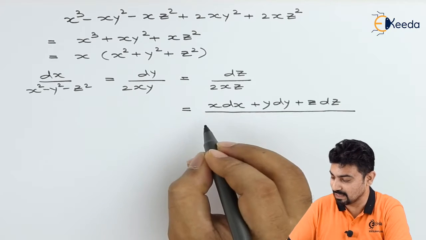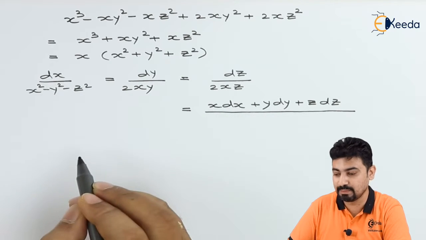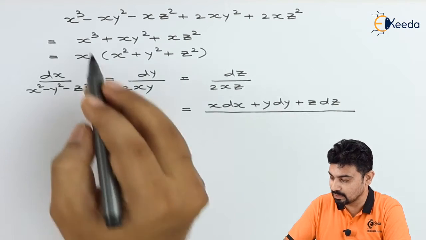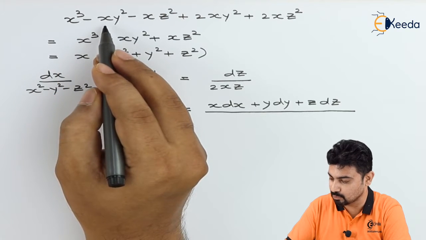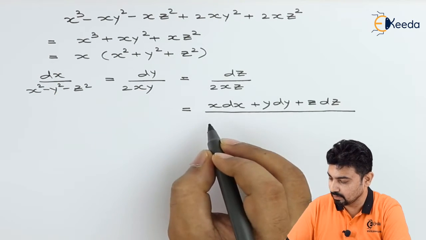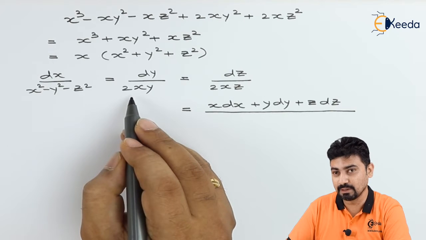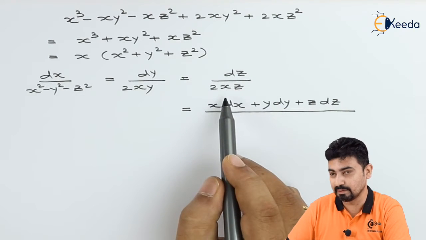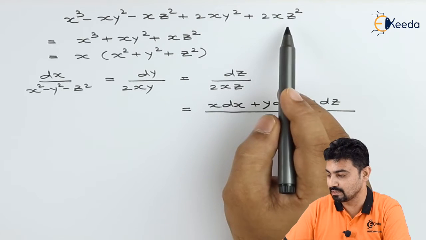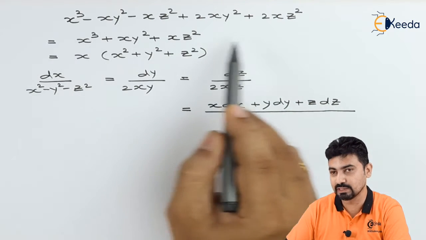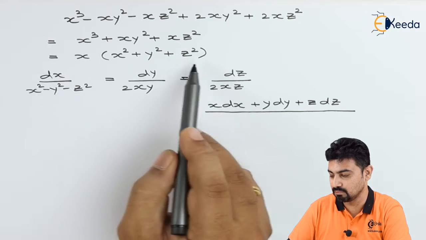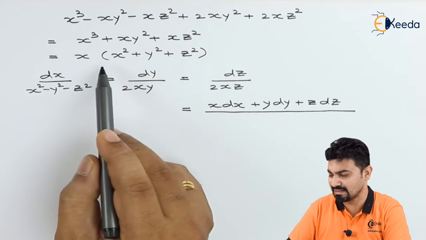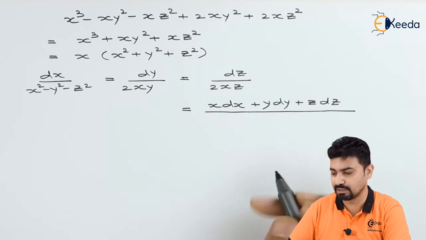So P into first part is x. What is our P? This is our P. So we'll multiply this with x. We'll be getting x cube minus xy square minus xz square. When we multiply the second part, Q, with y, we'll be getting 2xy square. When we multiply the third part with z, we'll be getting 2xz square. And simplifying this further, we finally get x into this bracket as our denominator. Let us directly write this as our denominator.